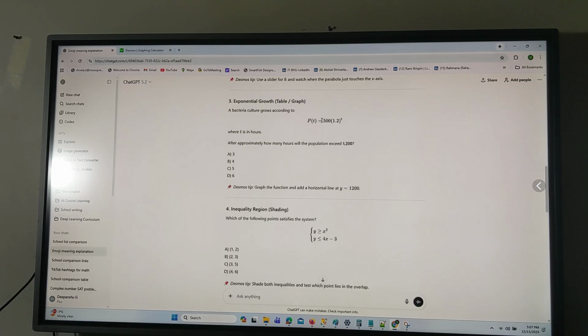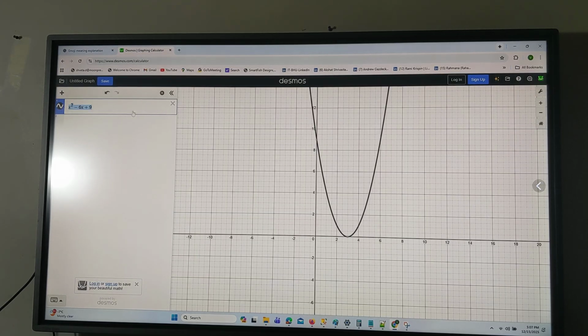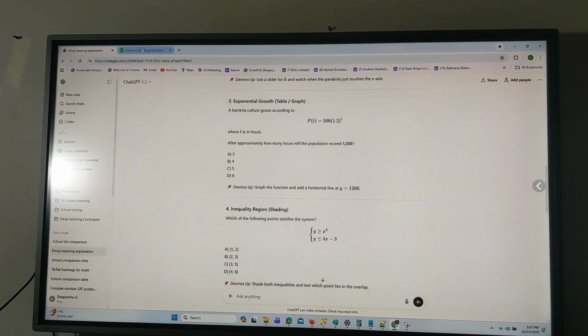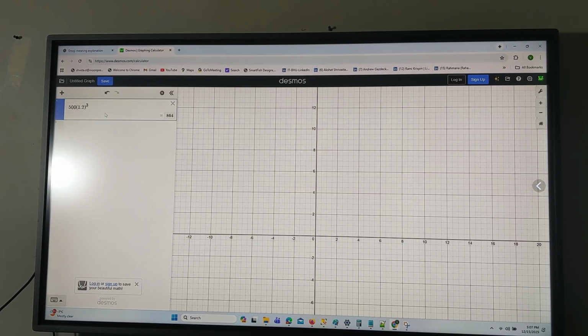Now you can also use Desmos to find out the value of something like that. So what I would do is I'll write this equation, and instead of t, which is the number of hours, I'll substitute 3, 4, 5, and 6. So I'll do 500 into 1.2 to the power of, and we are asked 3, 4, 5, and 6. If I write 3, I get 864, and then 4 I get 1036, and for 5 I get 1244.